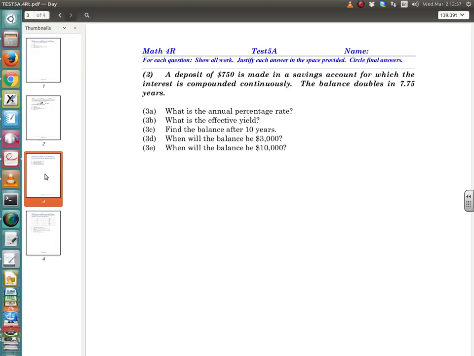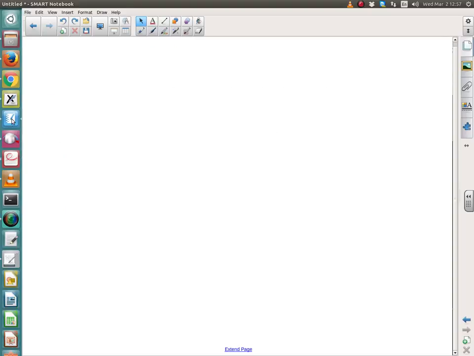All right, so a deposit of $750 is made in a savings account for which the interest is compounded continuously. That's PERT. P of T equals P0, E to the RT. The balance doubles in 7.75 years. What's the annual percentage rate? Okay. And you're depositing $750 to begin with. Okay. So here's number 3. 3A.